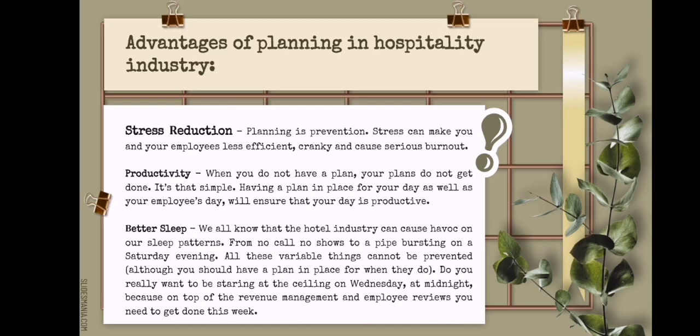And lastly is better sleep. We all know that the hotel industry can cause hiccups in our sleep patterns, from no calls, no shows, to a pipe bursting on Saturday evening. All these variables, things cannot be prevented. Do you really want to be staring at the ceiling on Wednesday night, on top of the revenue management and employee reviews you need to get done this week?